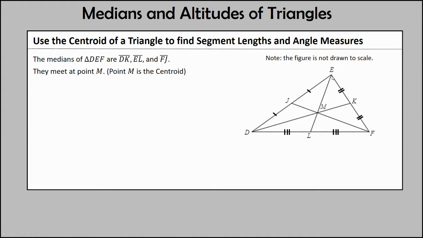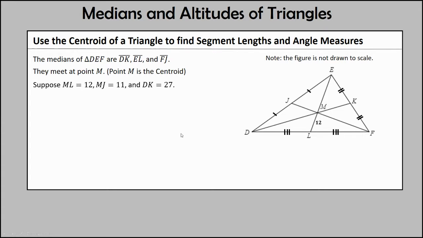We also know that EM is twice as long as ML. DM is twice as long as MK. FM is twice as long as MJ. And those are the ones they're going to have you work with. All right, now they give us some information. Let's plug it in. ML is 12. So they're telling us ML is 12.